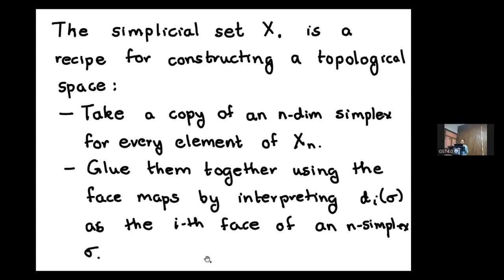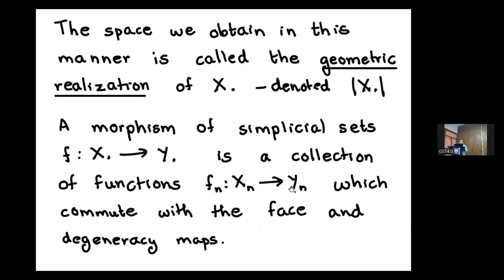So if sigma is my n-simplex, di gives the ith face of the n-simplex, and I'll ask you to believe me that you can do this, and this allows you to construct a space as expected. This space that we construct is called the geometric realization of the simplicial set. I'm writing my simplicial set as X with a dot below it. The dot is supposed to tell you that for every n, I have got n-simplices. And then you put these bars around it to indicate the geometric realization. So the geometric realization is the topological space that you construct according to the recipe that is given to you by the simplicial set.